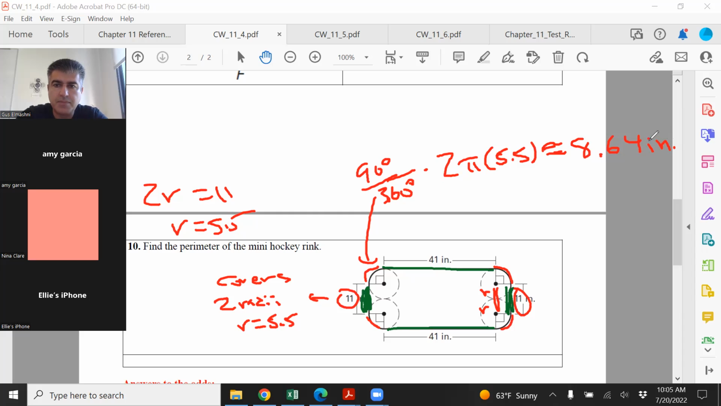And you've got to multiply that by 4, because you got 4 arcs. So it becomes 34.55. And they add on the 41, 41, 11, and 11, because those are the straight sides.